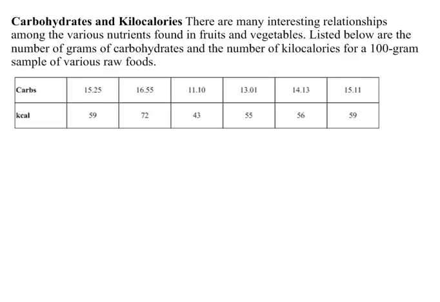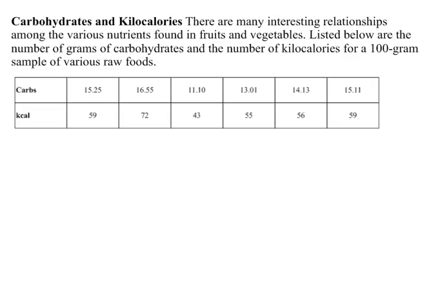So to begin with, here's the problem. There are many interesting relationships among various nutrients in fruits and vegetables. Below are the number of grams of carbohydrates and kilocalories from a 100-gram sample of various raw foods. So first thing you need to do here, pause the video and enter that data set. Now you've got that data entered.